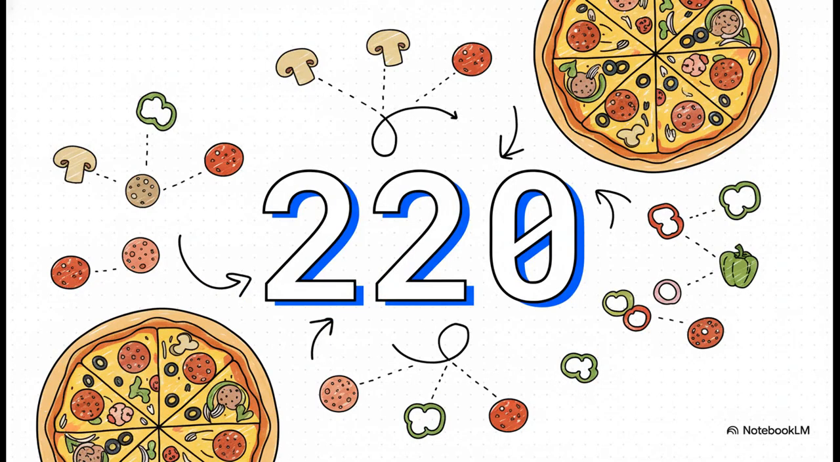Okay, so let's run with that pizza idea. A pizza shop has 12 toppings available, and you want to choose 3. How many different pizzas can you possibly create? Well, since the order doesn't matter, we use the combination formula, and it turns out you can make 220 different 3-topping pizzas. Pretty cool, huh?